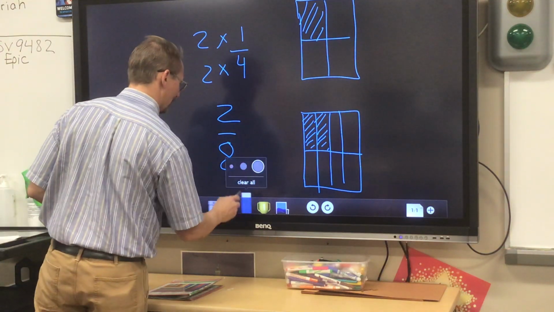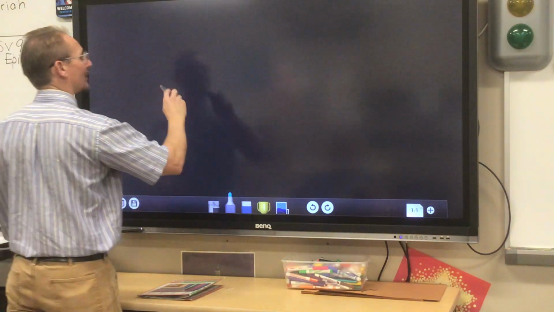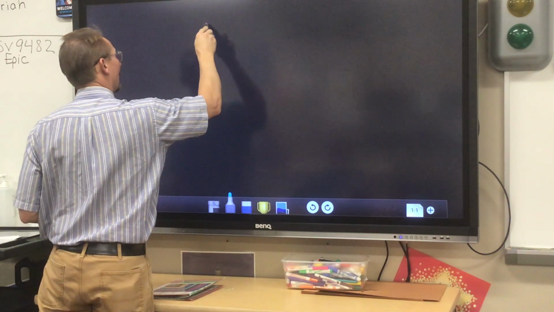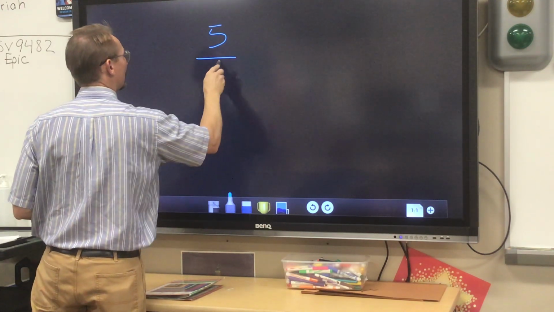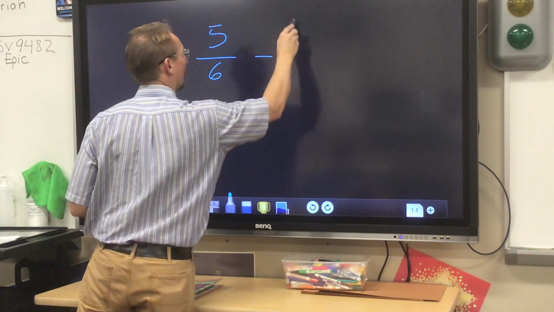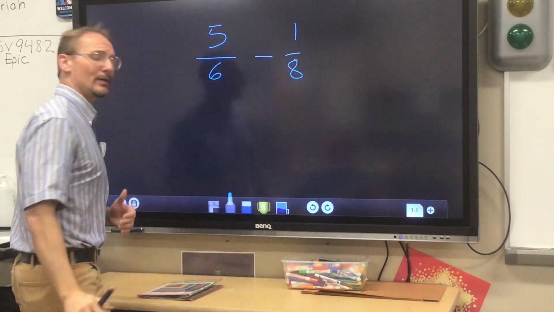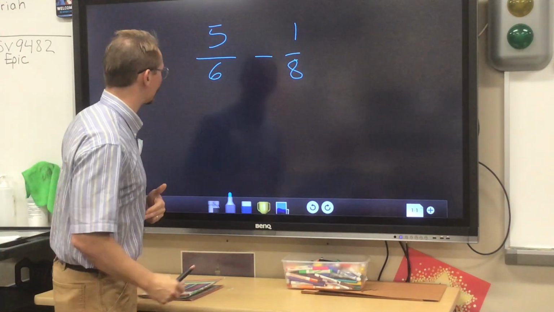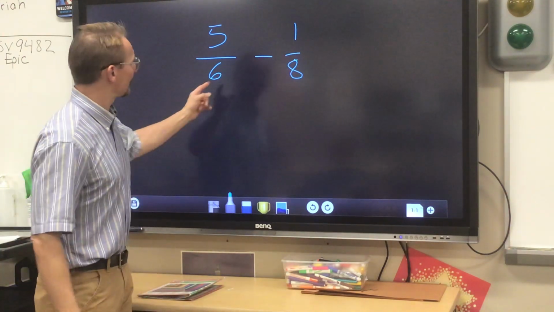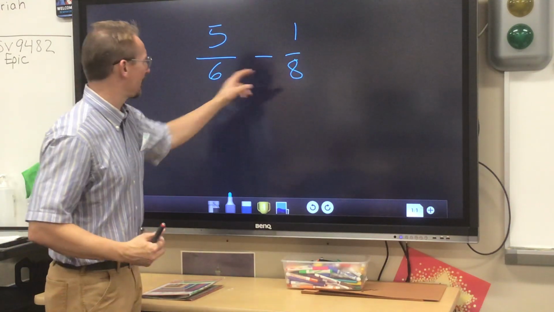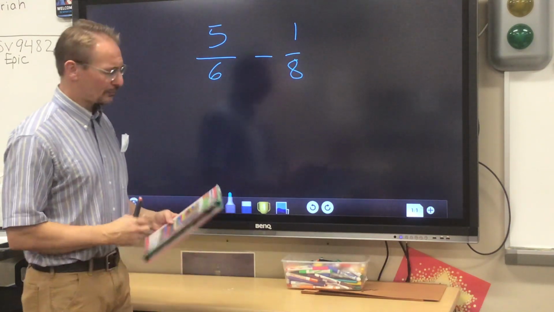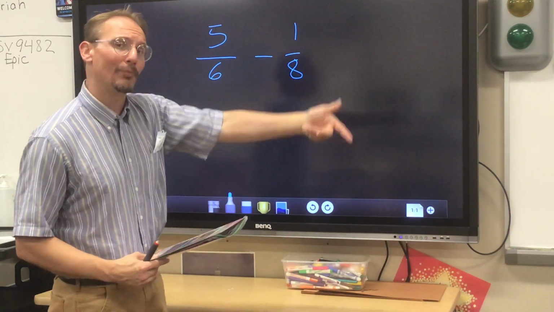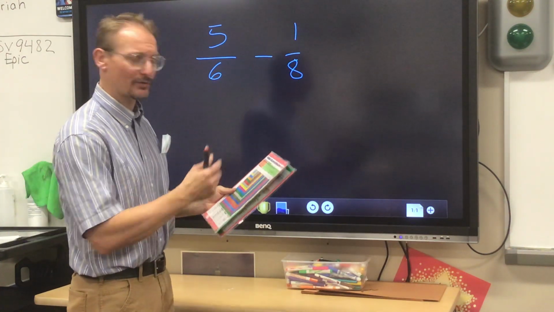Let's take another look at some of these unlike denominator fractions. Let's go with 5/6, and I want to subtract 1/8. Oh boy, not the same denominator. So you've got to think, how can I do this? These are a little different, right? A 6 can't become an 8, and 8 can't become a 6. So then I've got to ask, what can they both become? Maybe I can change both these fractions to something that's the same.